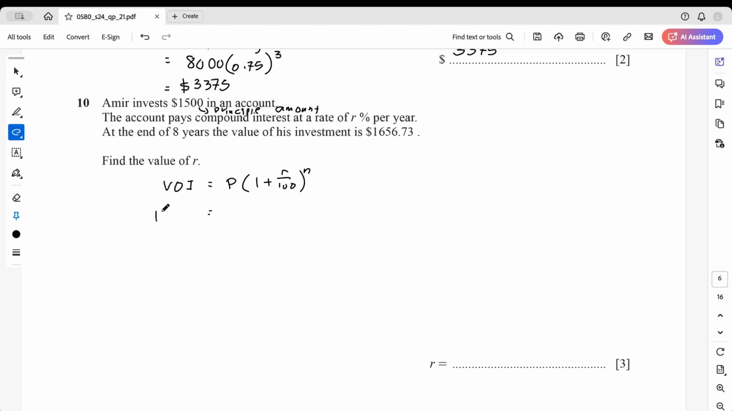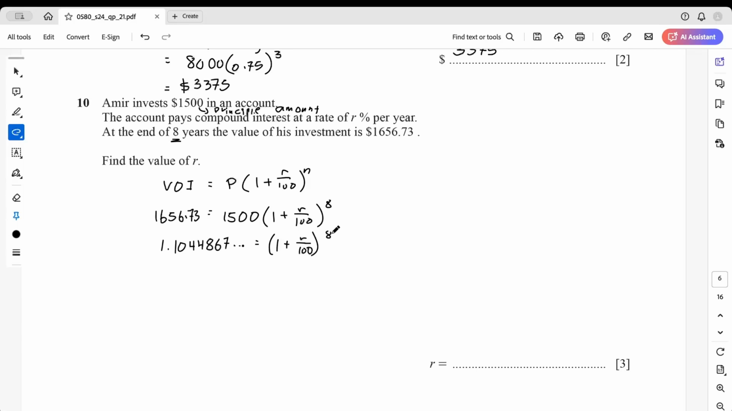So your value of investment is 1,656.73. Your principal amount is 1,500, and inside remains as 1 plus r over 100. And we know this has been in there for 8 years. So dividing both sides by 1,500, on the left side you get 1.1044867 equals 1 plus r over 100 to the power of 8.